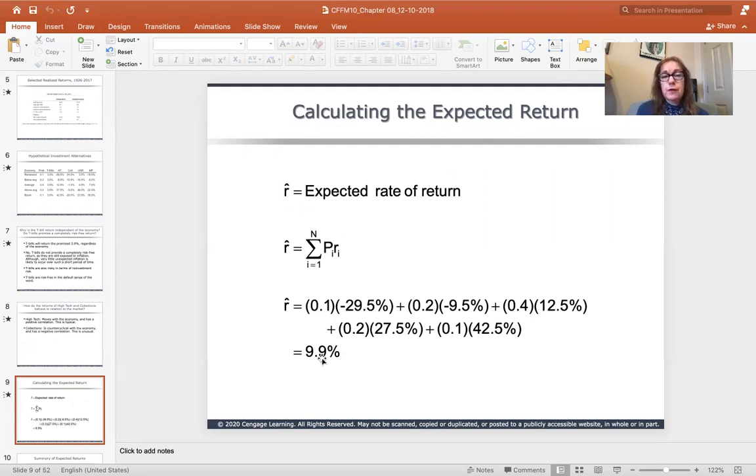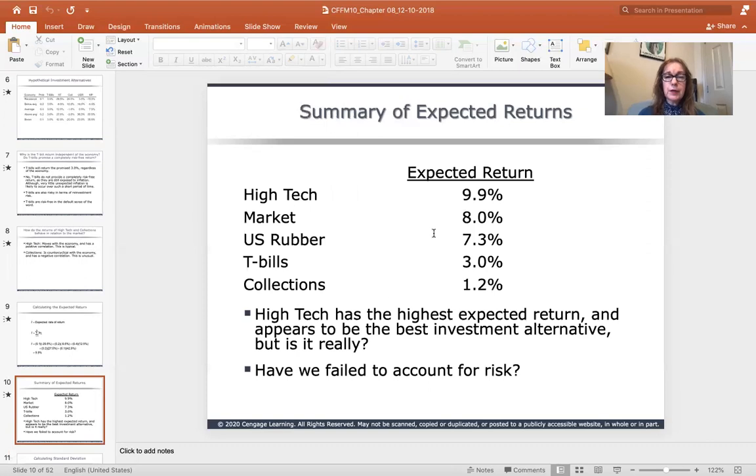So if you invested in that stock over the years, on average, you can expect to get an annual return of 9.9%. Then they go ahead and calculate the expected return for the rest of these. The market portfolio is 8%, US rubber is 7.3, collections is 1.2. So you might ask yourself, well, why not just put everything in high tech? That's the largest expected return.